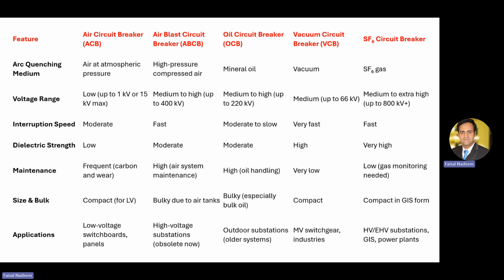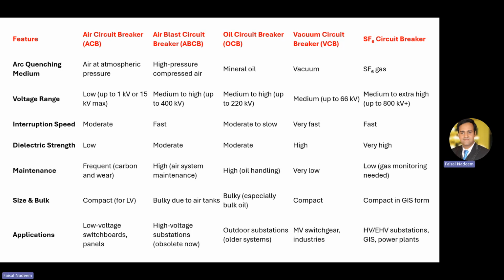Interruption speed for the air circuit breaker is moderate, air blast is fast. Oil circuit breakers are again fast, but the vacuum circuit breaker is very fast. So where fast switching is required, vacuum circuit breakers are used. SF6 also has fast switching. Dielectric strength: air has low, air blast has moderate, oil has moderate, then the vacuum circuit breaker is high, and SF6 is very high. So in dielectric strength, the SF6 circuit breaker is the winner.